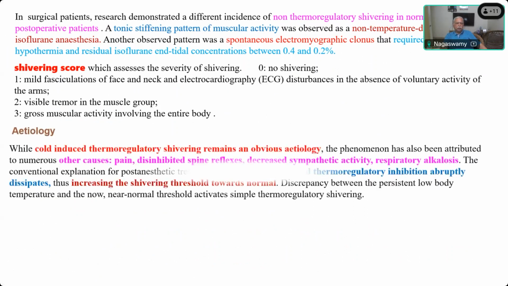Coming to the etiology, cold-induced thermoregulatory shivering remains an obvious etiology, and the phenomenon has been attributed to other causes. It is not only the temperature which is responsible.